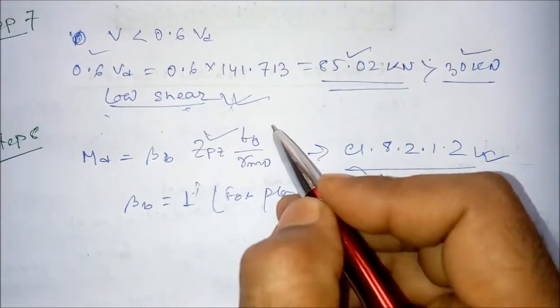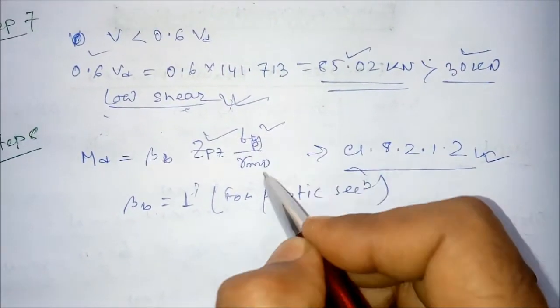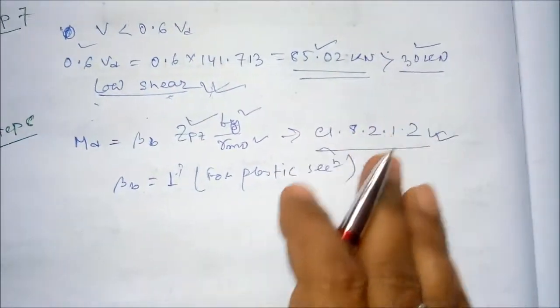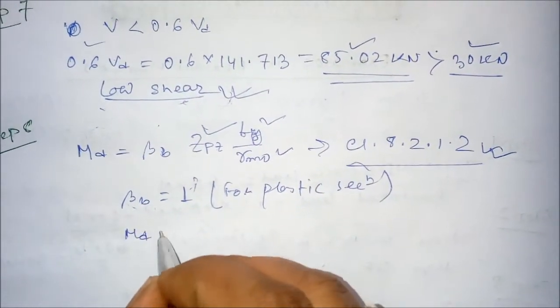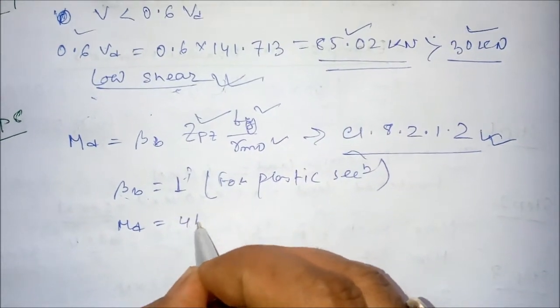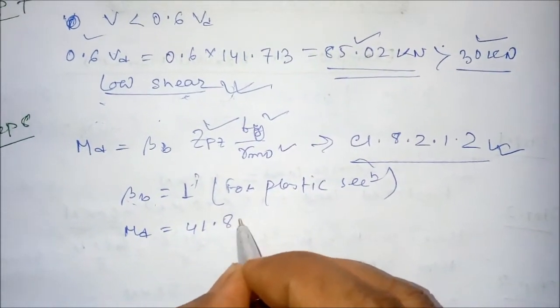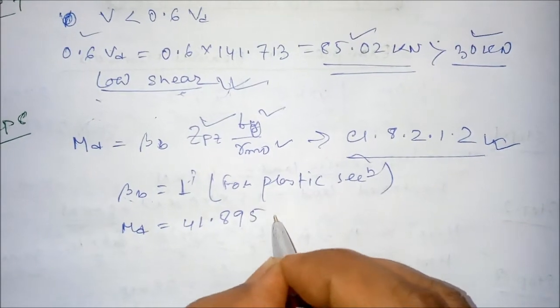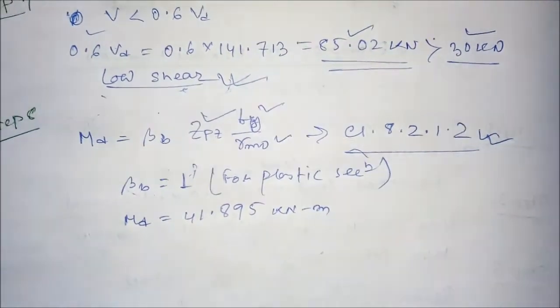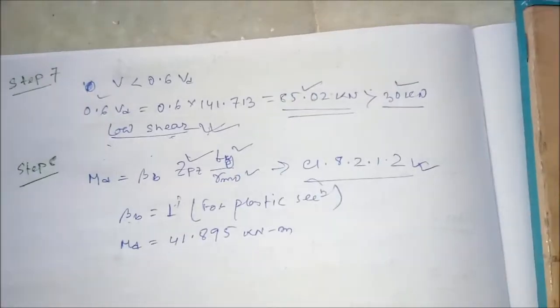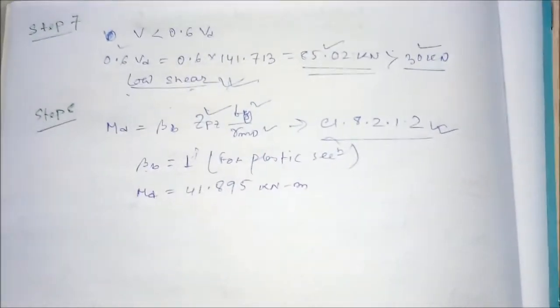Zp is already known, Fy value is already known, gamma m0 value is already known. So if we put in all the values, we can find the value of Md. This is coming 41.895, and obviously we have to convert it to kilonewton meter, so you will get this value.